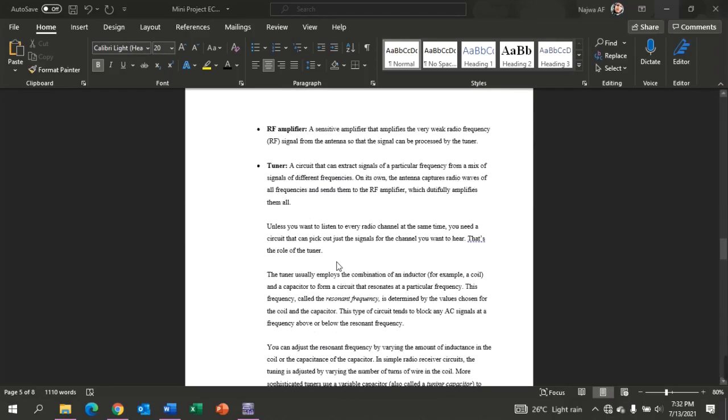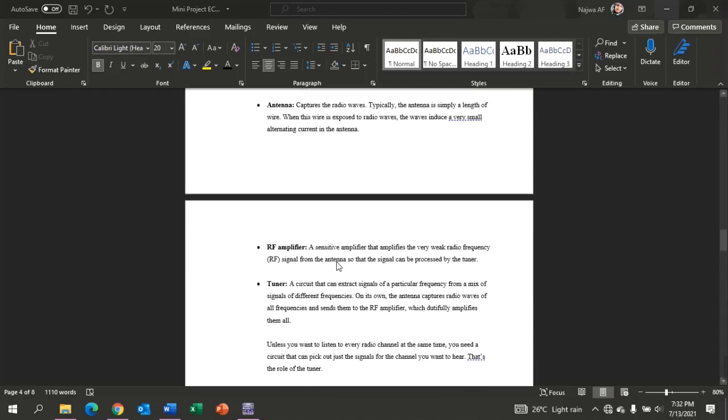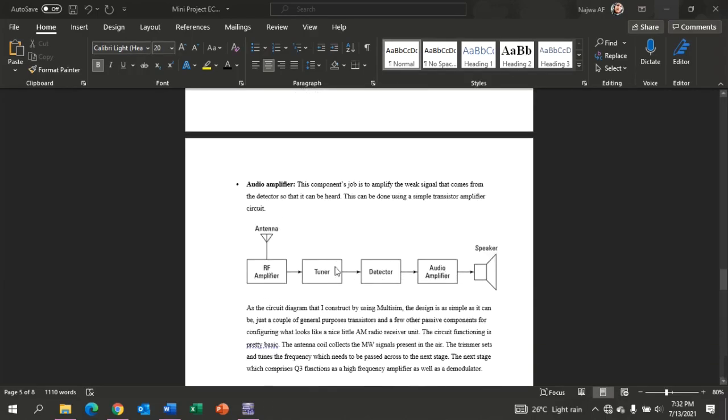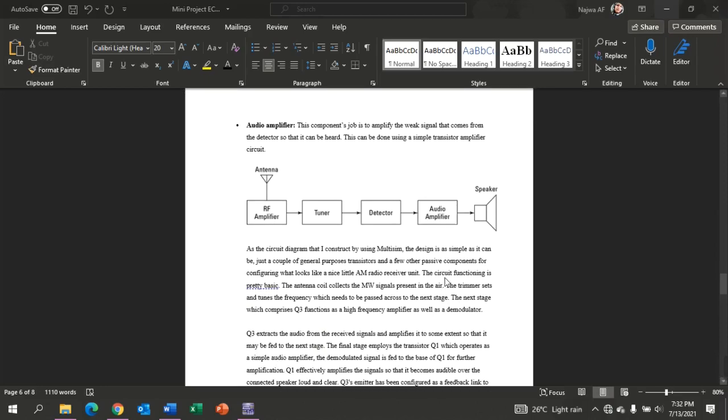For this radio receiver, we can see it by using this block diagram, where the signal will come to the antenna and then go to the RF amplifier, to the tuner, to the detector, and the audio amplifier, and lastly to the speaker. And I can relate it with the circuit diagram that I construct by using Multisim.